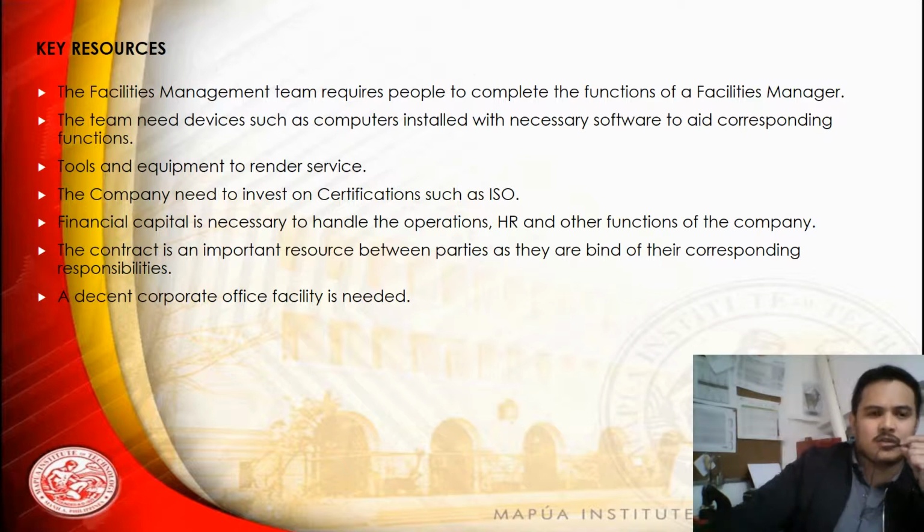Next are the key resources. The facilities management team requires people to complete the functions of a facilities manager. The team needs devices such as computers installed with necessary software to aid corresponding functions, and tools and equipment to render service. The company needs to invest in certifications such as ISO. Financial capital is necessary to handle operations, HR, and other functions of the company. The contract is an important resource between parties as they are bound by the corresponding responsibilities. A decent corporate office facility is needed.